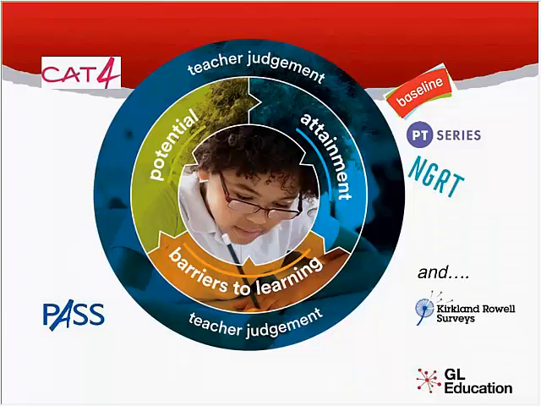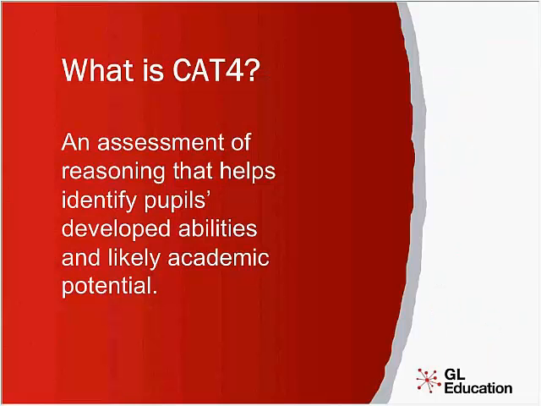So I'll go through CAP4, progress test series and new group reading test and then PASS for the next 10 minutes or so before I go on to show some examples of how you can triangulate the data across those 3 bodies of assessments. So CAP4, what is it? You may be familiar with it. You may already use it in your school, or you may not be familiar with it at all, but you may have heard of it. It's an assessment of reasoning that helps identify pupils' developed abilities and therefore their likely academic potential.